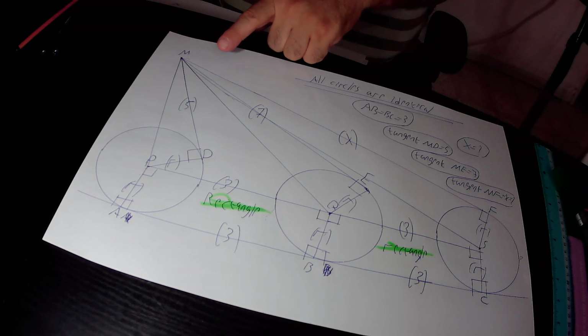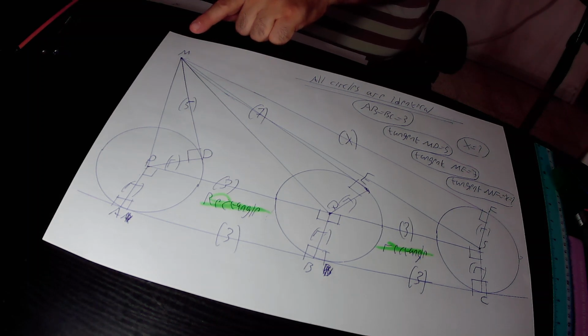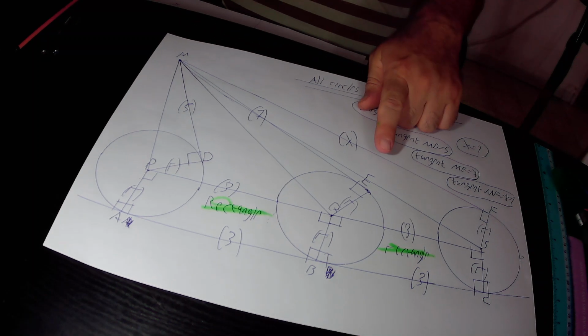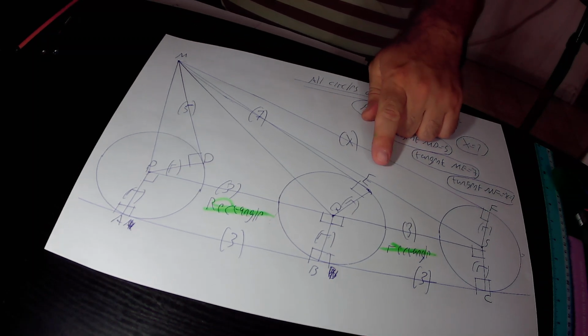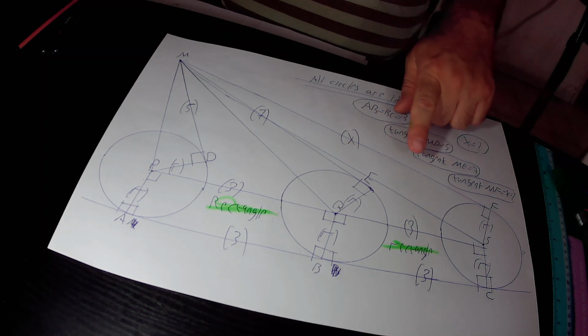The length of tangent MD is 5 units. In addition, from the same common external point M, we have tangent ME. Tangent ME is tangent to this middle circle at point E. The length of tangent ME is 7 units.